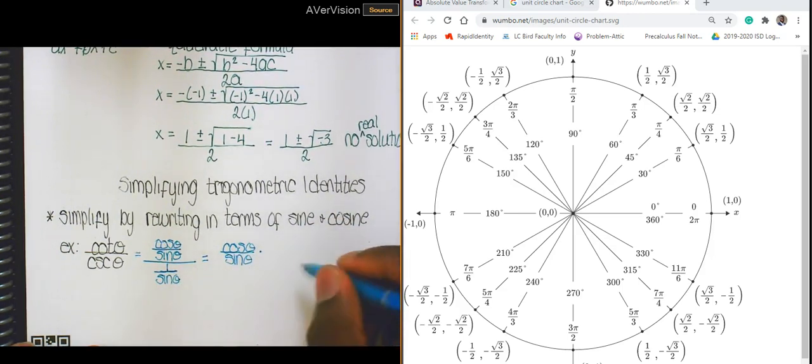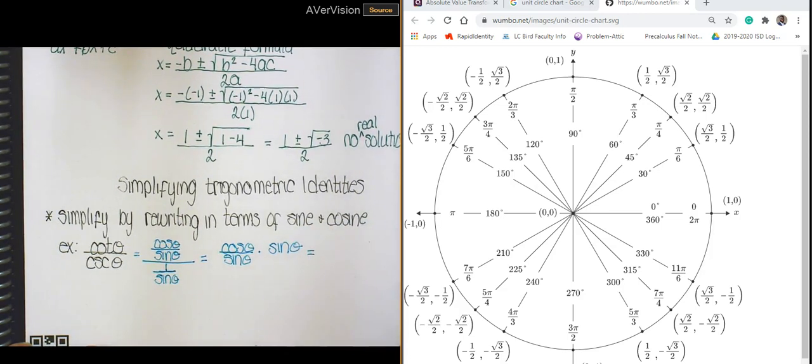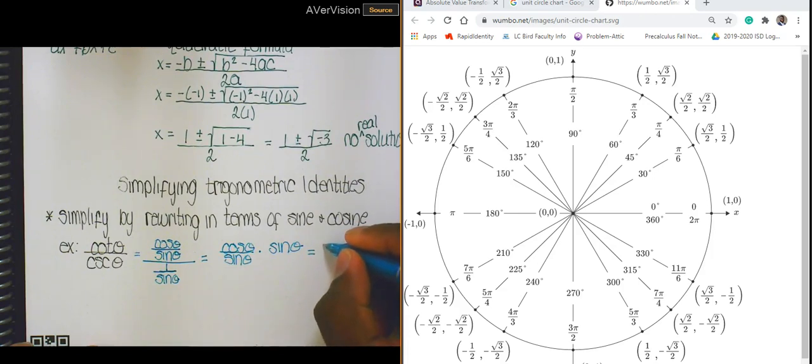What's the reciprocal of 1 over sine? What is cosine theta divided by sine theta times sine theta? Yeah, we multiply across. You just multiply cosine, sine.